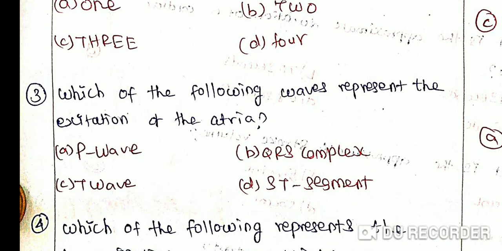Which of the following waves represent excitation of the atria? Option A P wave, option B QRS complex, option C T wave, option D ST segment. The correct answer is option A, P wave. The P wave represents the electrical excitation or depolarization of the atria, which results in the contraction of both atria. The T wave represents the repolarization of the ventricle.